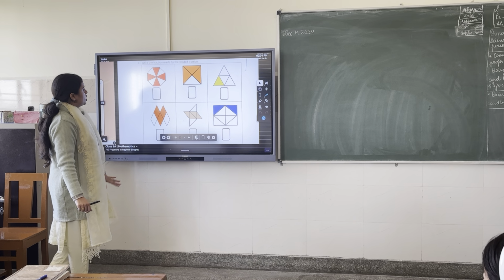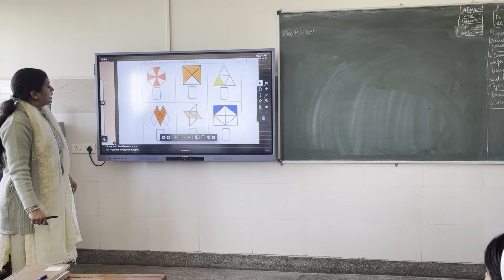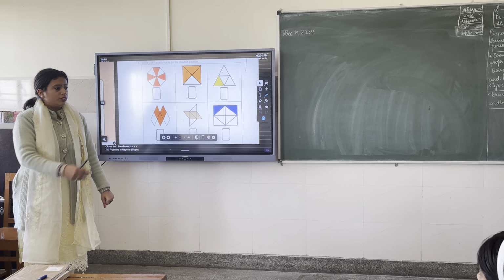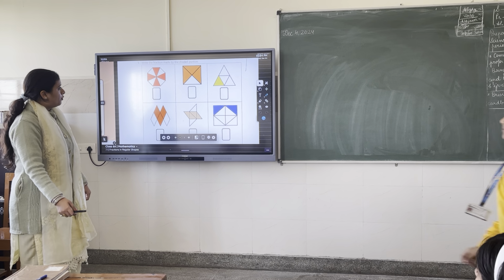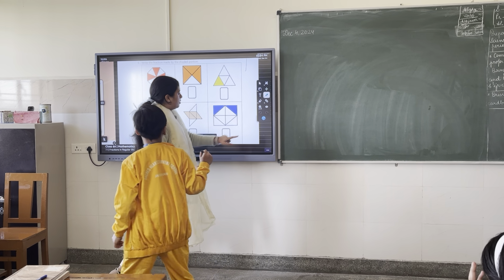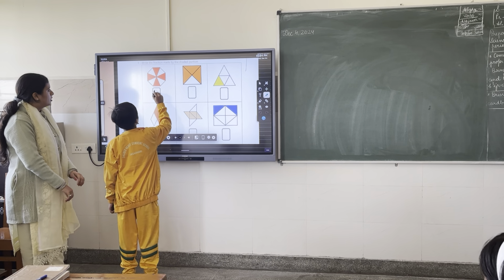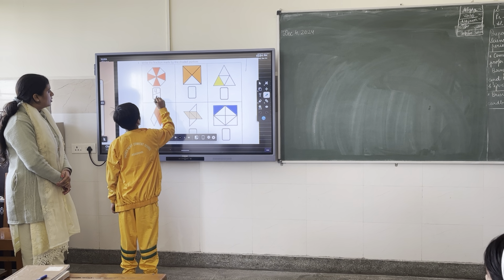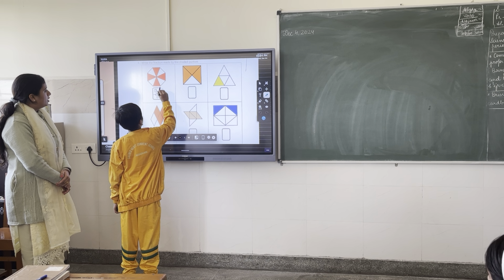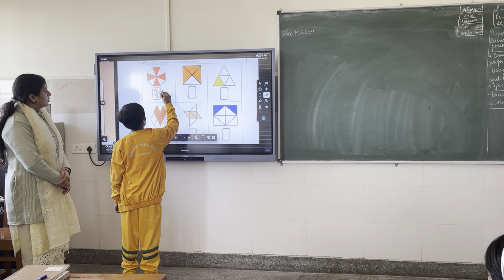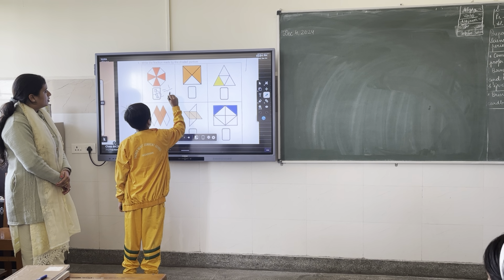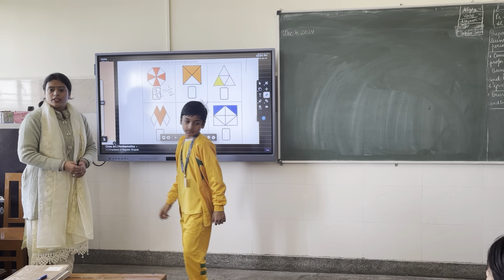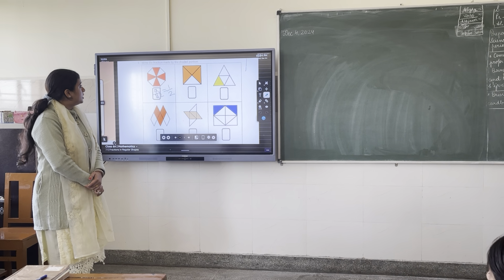So the first question is, write the fraction made by shaded portion. Yes, we can then come to the first question. Four upon... correct. Clear everyone? Now we will do the second part.